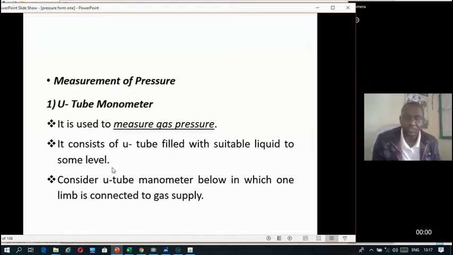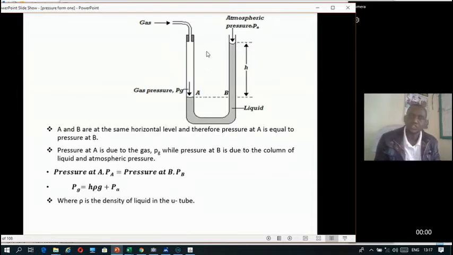Consider a U-tube manometer below, in which one limb is connected to a gas supply. Look at this U-tube we are talking about. There is a liquid inside here. One of the limbs is connected to a gas. So what will the gas do? The gas will exert pressure on the liquid column around this region, and you see it going down. So if it goes down, the liquid in the other limb will go up. Because this side is open, what is acting on the surface of this water here is only atmospheric pressure, countering the pressure coming from here.